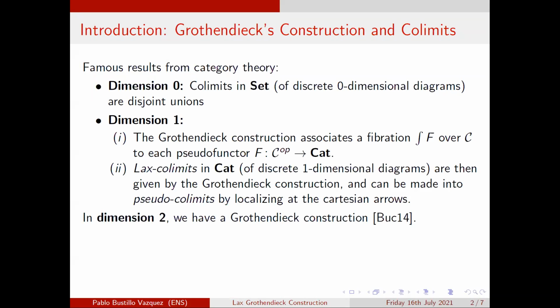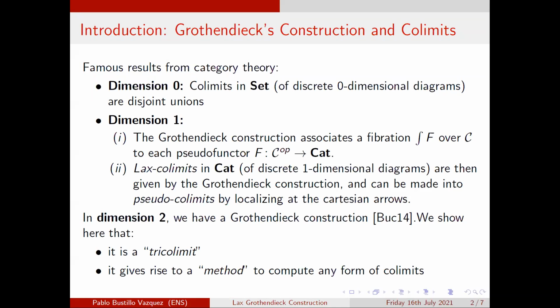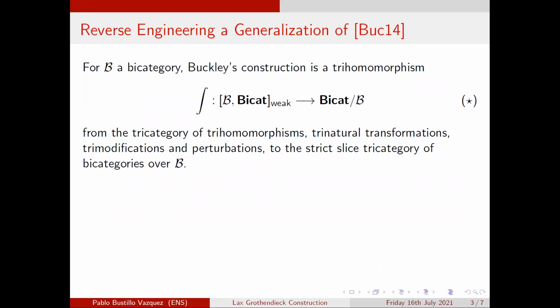In dimension two, we also have a Grothendieck construction that was introduced in 2013 by Buckley. In this small poster presentation, we'll show that it's also a form of tri-colimit. By doing so, we'll lay out some methods that can be used to compute colimits in higher dimensions. So first, let's start by showing Buckley's results.